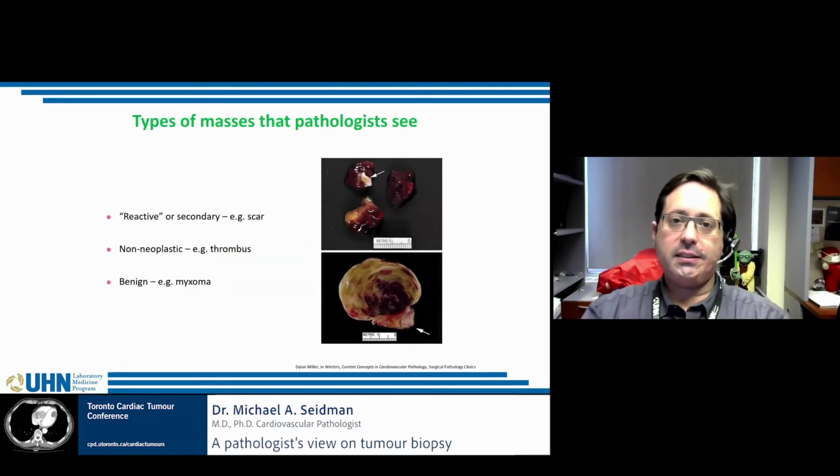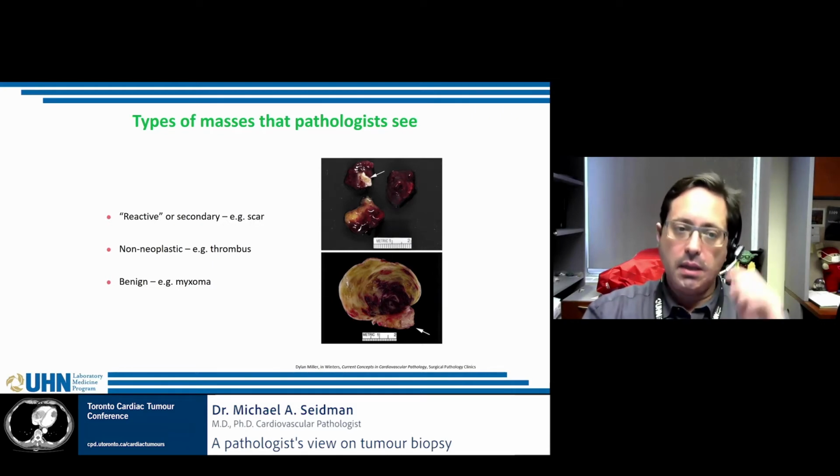So in this context, it's important to talk about what types of masses we see. The most common mass in the heart that we actually see from a chamber is by far thrombus. And in terms of neoplasms, probably these days we're seeing myxoma more than metastasis, although in the past, metastasis was probably more common. One of the things we do see a lot of is scar, damage from other sources.